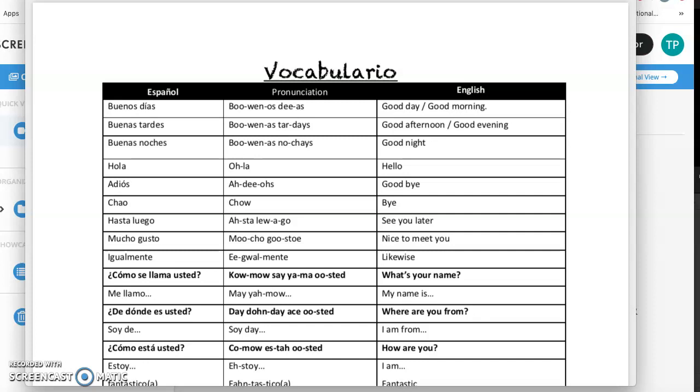If you notice in the middle column, there is a pronunciation guide again. This is like what was in parentheses on your other list, and this is just to help you to say these words correctly. So you see the Spanish on the left, the pronunciation guide in the middle, and then the English on the right. All right, please follow along as I say these words in Spanish.